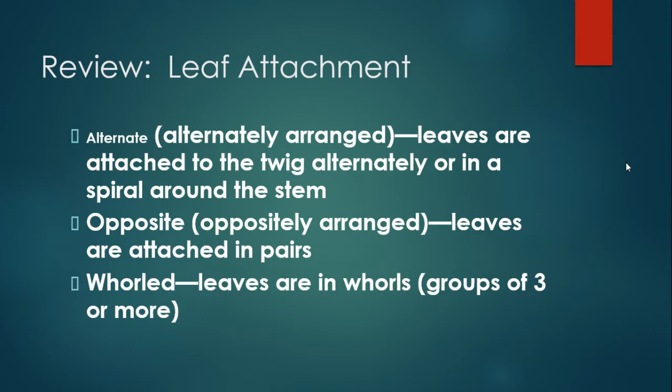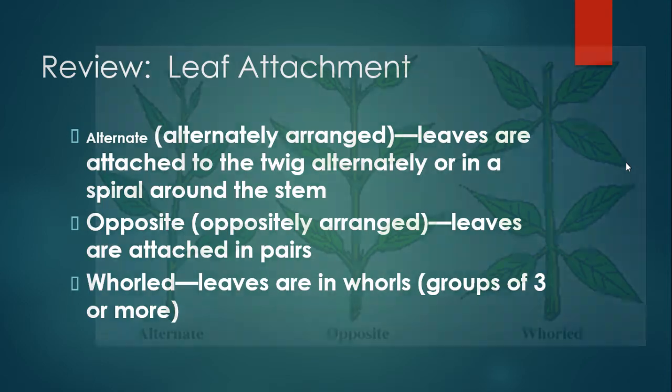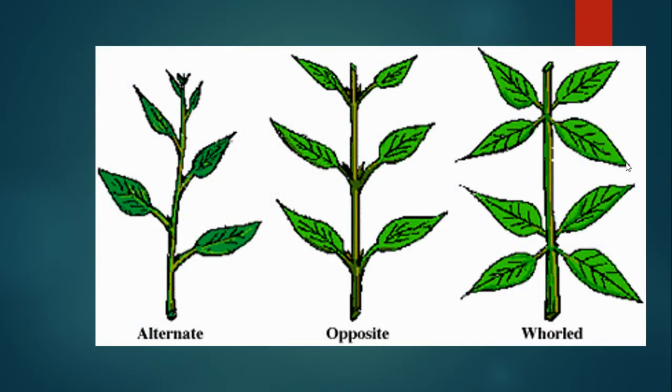So as far as leaf attachment goes, there's a few different ways leaves can be attached to a plant, which you probably weren't really expecting. There's alternate, which means that they are arranged alternately. Leaves are attached to the twig, and they may alternate or spiral around the stem. You can have opposites, which means that they are basically attached in pairs. And whorled leaves, these are leaves in groups of 3 or more. So this is what that would look like.